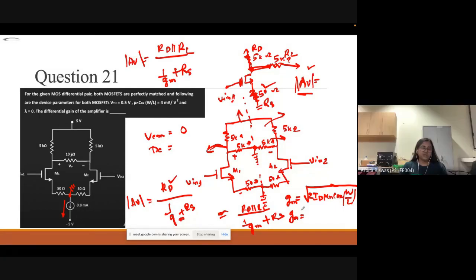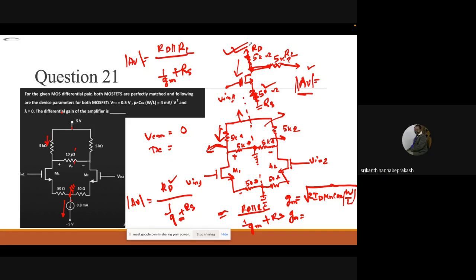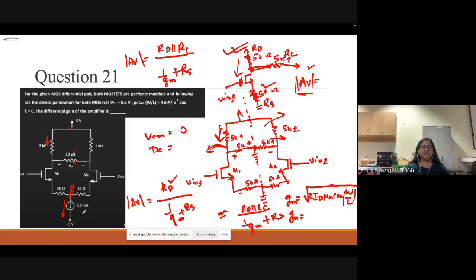2ID. At first, tell me what is the value of ID here, because we are taking the half symmetry portion. It is the value of current flowing from this side. If it is half symmetry, then how much current is flowing from this side? What is the value of ID in this circuit? Here you can see the total current flowing in this circuit is 0.8 milliamps. So from this side and this side, how much current is flowing?